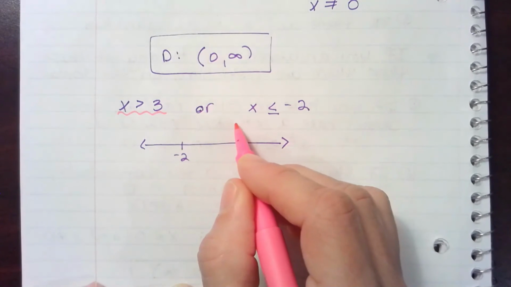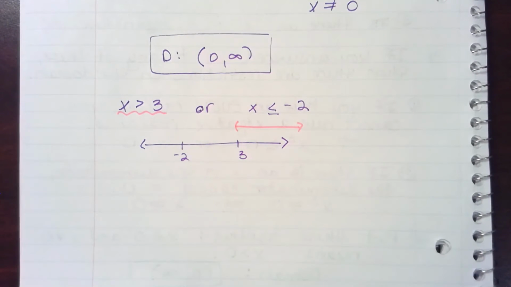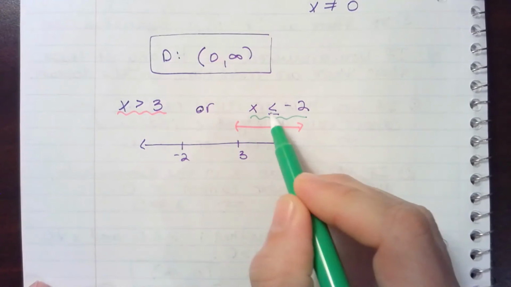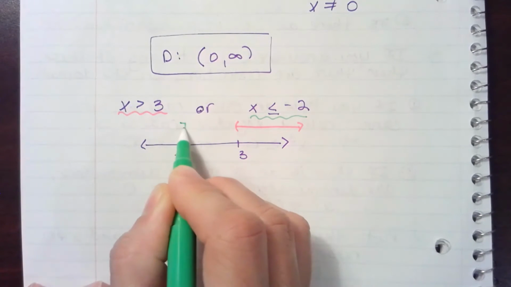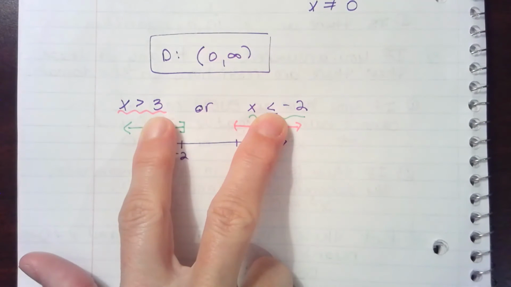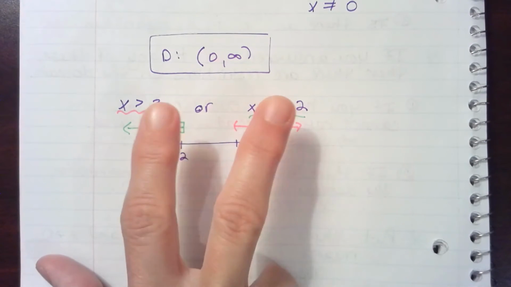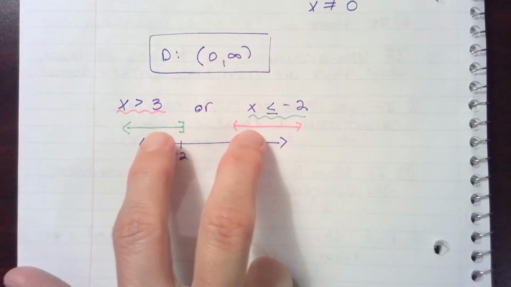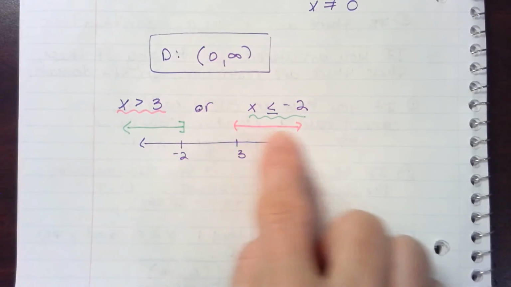X is greater than 3 looks like this. So let's graph this one in green. X is less than or equal to -2 looks like this. Remember, the or equal to means we have a bracket. So what does it mean when we say x is greater than 3 or x is less than or equal to -2? Or means x can make either of these true and we'll take it. That's all it means. If x makes either of these true, we'll take the answer. That means our x can be in this graph or it can be this graph.